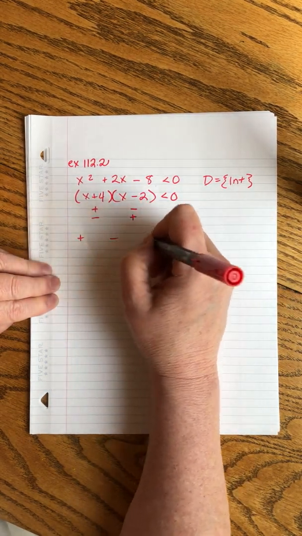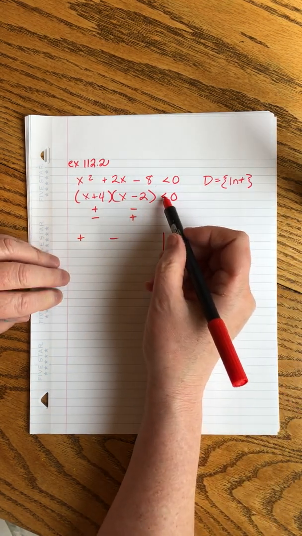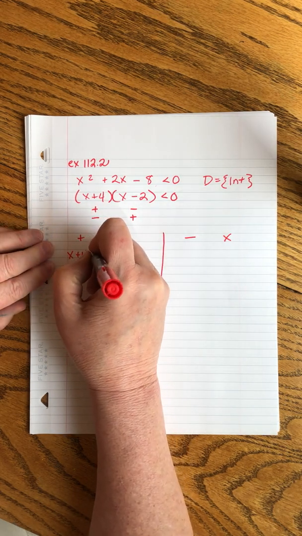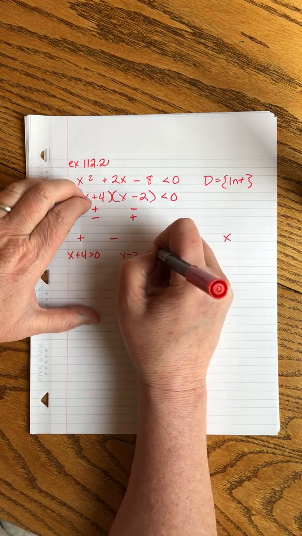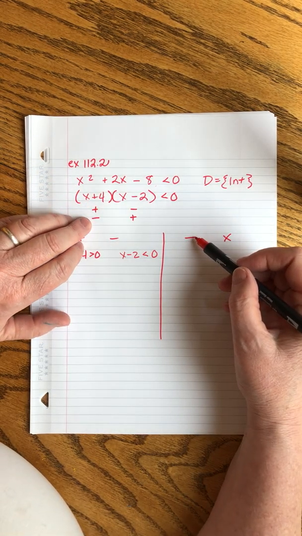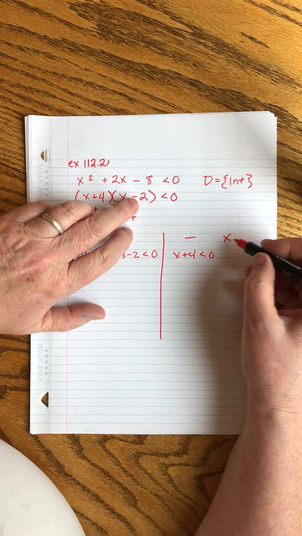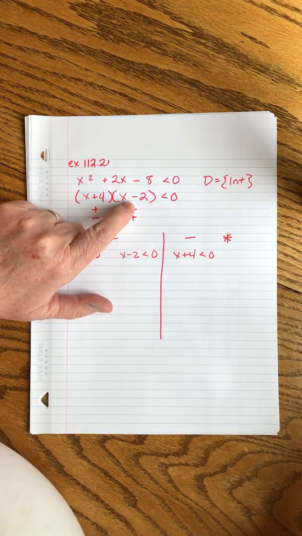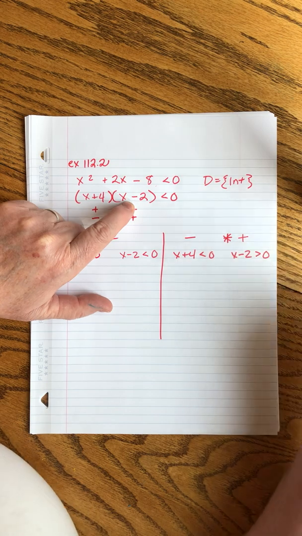So I set up those two scenarios. And now I'm not thinking about this anymore. I'm thinking, okay, I want the first binomial to be positive. So that would be x plus 4 is greater than 0. I want the second one to be negative. So that's x minus 2 is less than 0. Then I do the same thinking process over here. I want the first binomial to be negative. So it would be x plus 4 is less than 0. And then I want the second one to be positive. Look how crooked my plus sign is. X minus 2 is greater than 0.